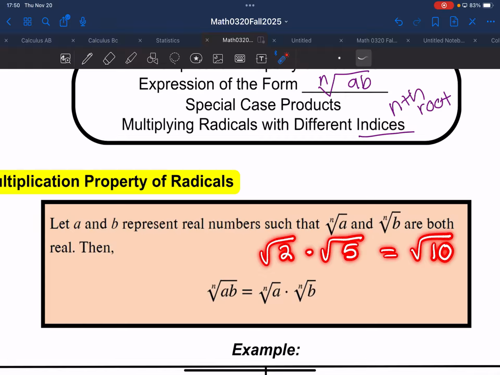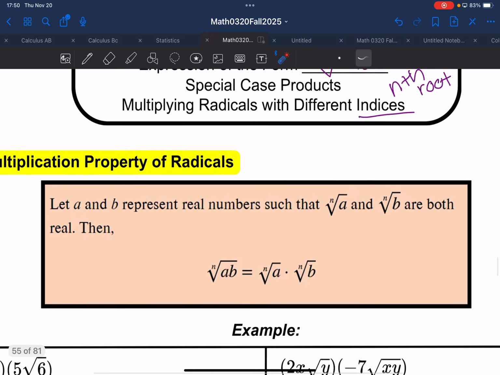So we multiply the numbers on the inside. Completely different than adding and subtracting, because we couldn't do that before. We had to make sure that they were exactly the same in order to add the coefficients in the front. Okay, this one, we don't mind. We can multiply them together. We're just going to have to simplify at the end, and we're going to do those in the next example.